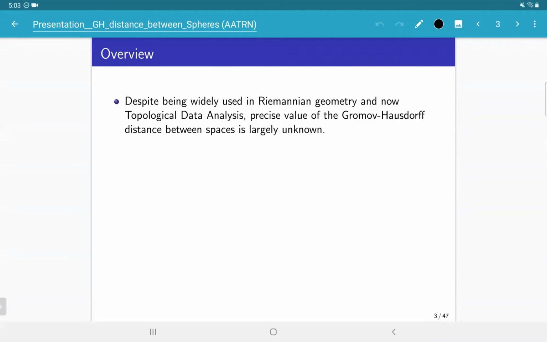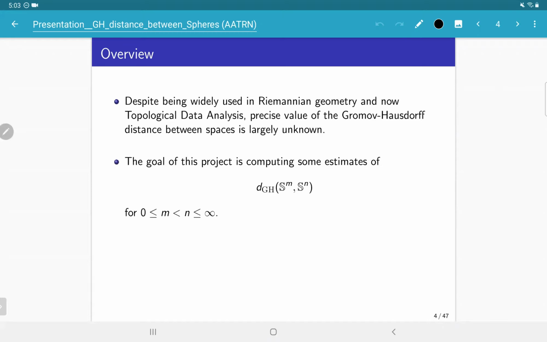Gromov-Hausdorff distance is a distance on the collection of compact metric spaces. Despite being widely used in Riemannian geometry and now topological data analysis, the precise value of Gromov-Hausdorff distance between two spaces is largely unknown. Hence, the goal of this project is computing some estimates of Gromov-Hausdorff distance between m-dimensional sphere and n-dimensional sphere, where m and n are between 0 and infinity. And in this project, m is always smaller than n, unless I state otherwise.